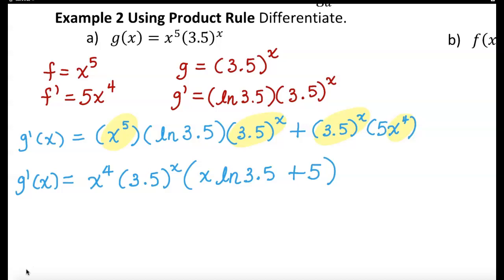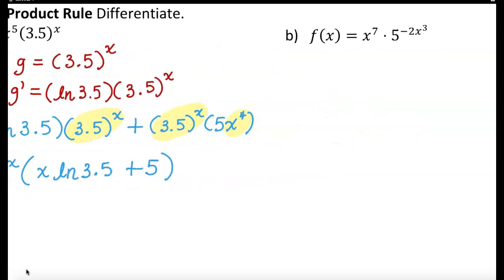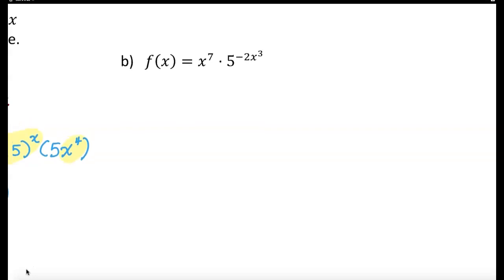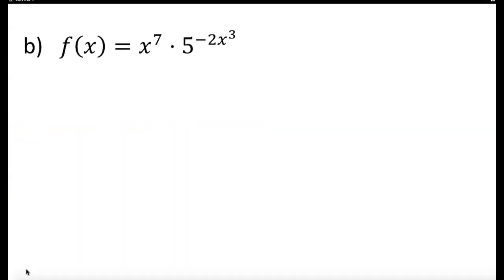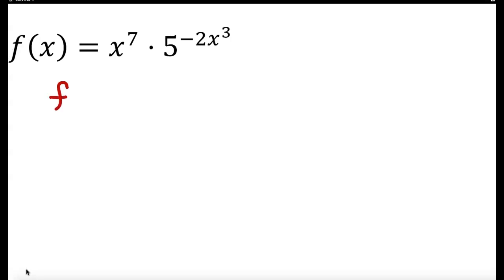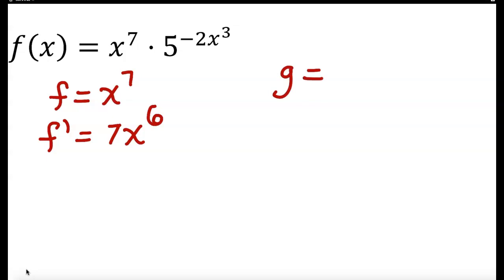All right, how about one more on product rule? Let's do another problem on product rule. Look at how yucky the second term is this time. All right, let's see what we can do over here, okay? So first of all, the first piece is, I'll call it x to the seventh power. Then f prime is 7x to the sixth power. G is equal to 5 raised to the negative 2x to the third power.